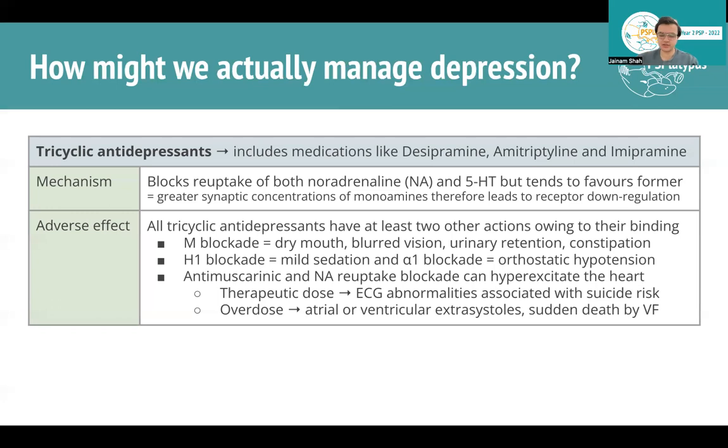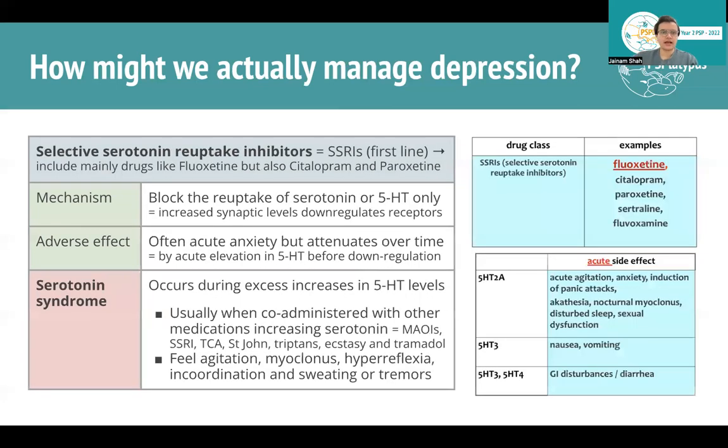just noradrenaline and serotonin. In contrast, you have these selective serotonin reuptake inhibitors, so SSRIs, which are now the traditional first line. And they include medications like fluoxetine, as well as citalopram and paroxetine. So the main ones to remember here is fluoxetine. Mechanism is that it blocks the reuptake of only serotonin or 5-HT, which therefore achieves the same thing, so downregulates receptors. The adverse effects can include an acute phase of anxiety.